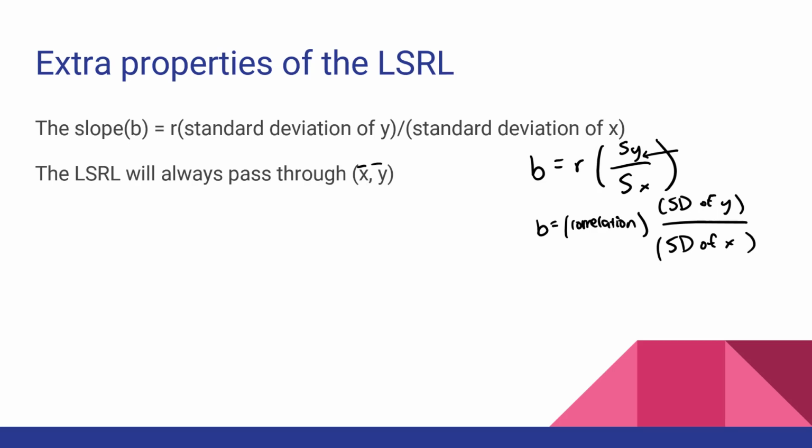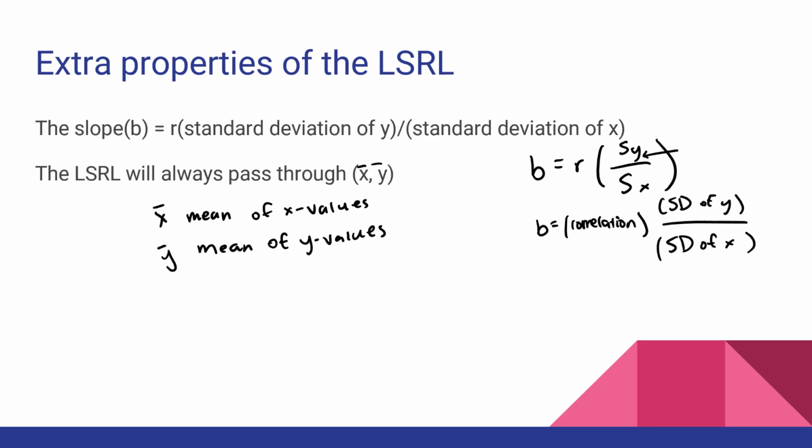Another thing is that the LSRL will always pass through X bar and Y bar. So if you'll remember, X bar is equal to the mean of the X values, and then Y bar is equal to the mean of the Y values.